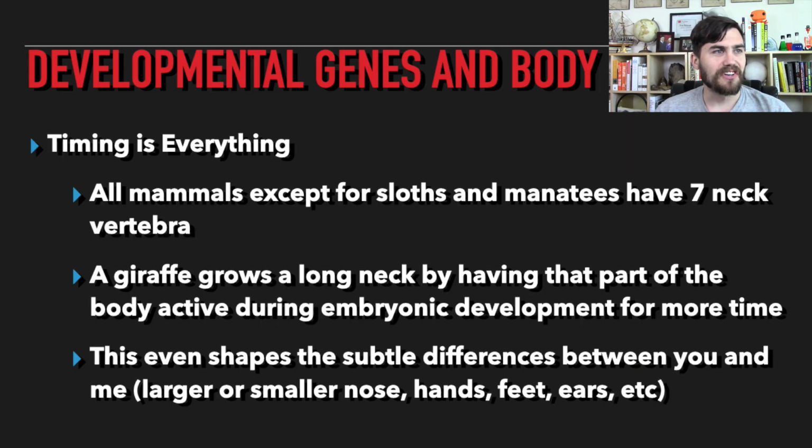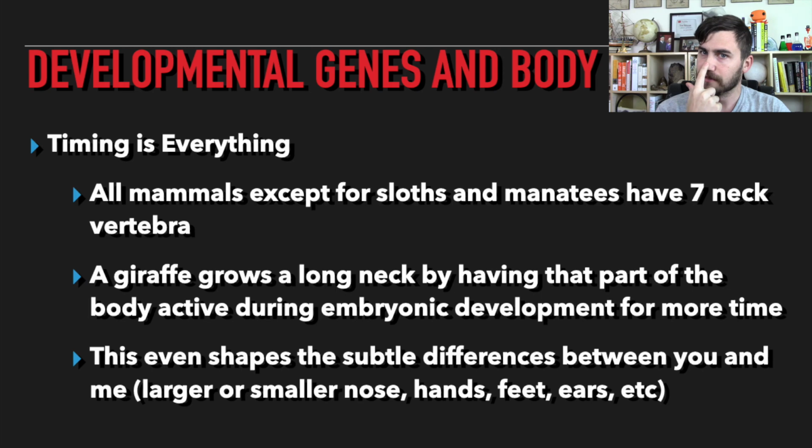And then there's a little section called timing is everything. So as an example of what they mean by this, all mammals except for sloths and manatees have 7 neck vertebrae. So now a giraffe, extremely long neck, but still only 7 neck bones, just like you or me. So our neck is only this long, a giraffe neck is like, whatever, 8 feet long or something. They grow that long neck by having that part of the body active during embryonic development for more time. And this even shapes the subtle differences between you and me.